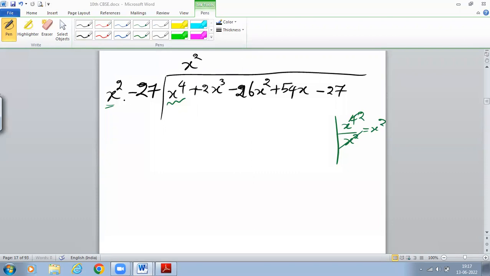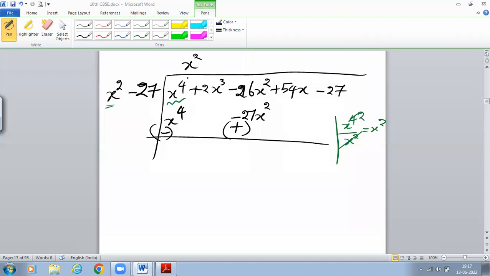Now each and every term of the divisor we multiply with x square and write it over here. x square into x square is x power 4. Minus 27 into x square is minus 27x square, written just below the x square term. Now we put a line and do subtraction. While subtracting, the signs get changed: plus becomes minus, and minus becomes plus.